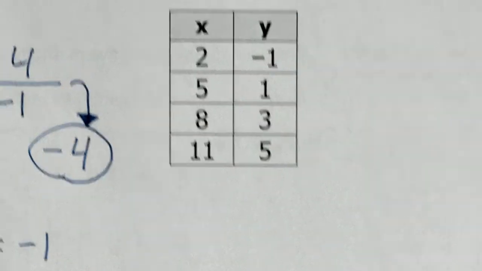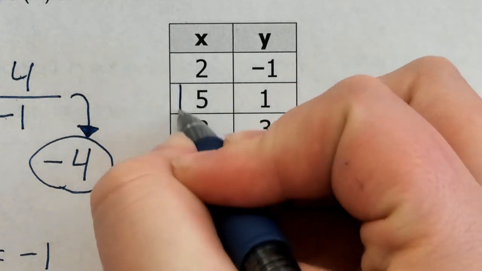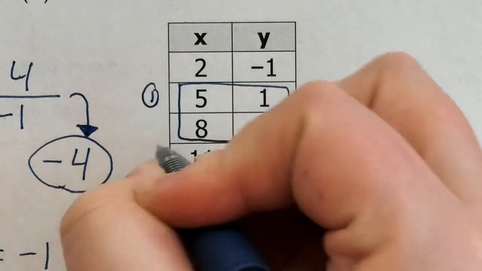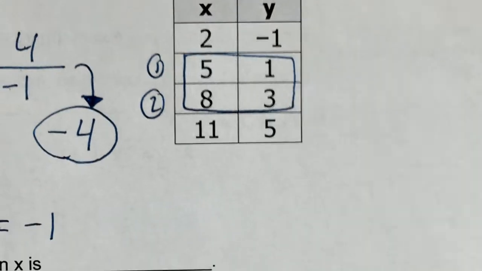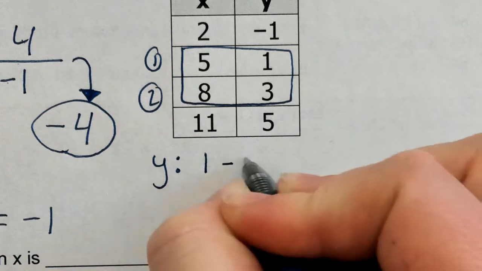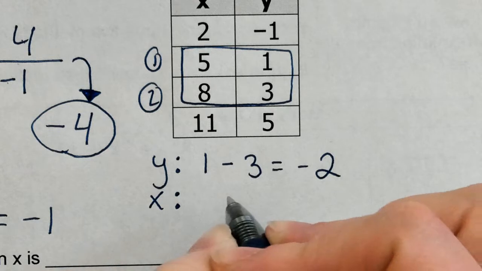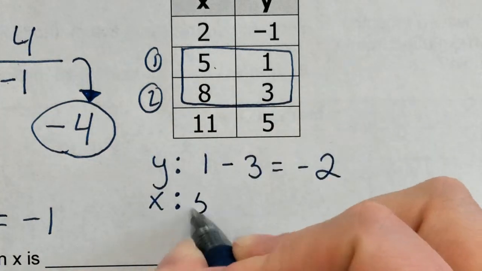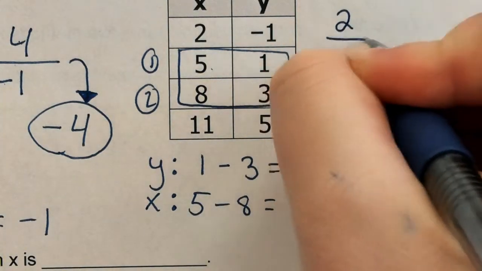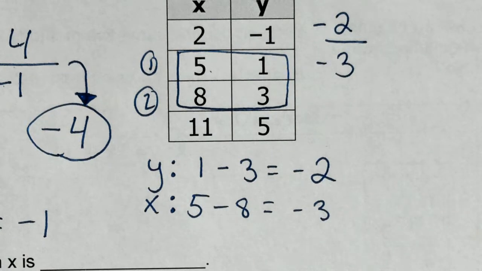So let's look at the other table. Again, you can pick whatever points you want. Let's say we pick these two right in the middle. Point 1, point 2. We're going to start with our y values. 1 minus 3. That's negative 2. Our x values. 5 minus 8. And that's negative 3. Negative 2 over negative 3 would be the slope of that table, that fraction.